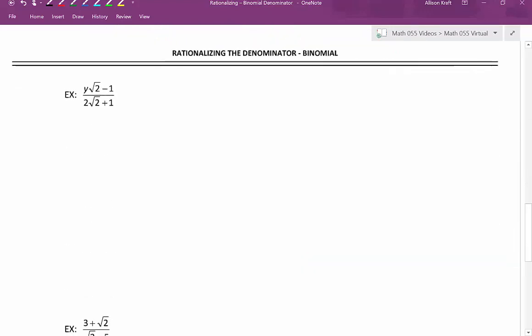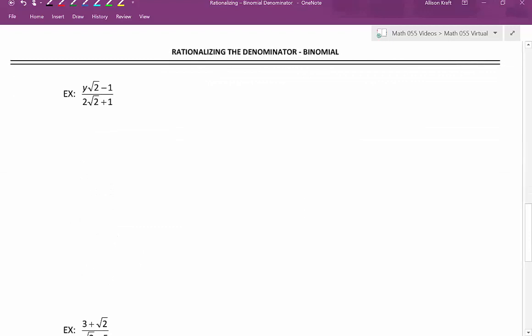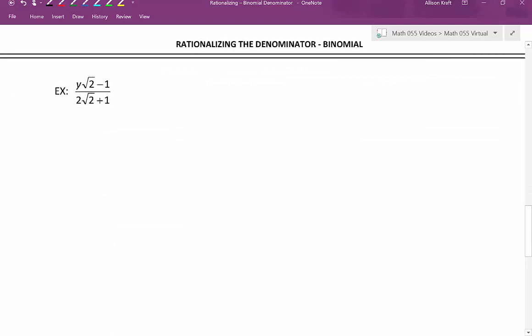In our next example, we have a binomial in both the numerator and the denominator. That doesn't affect our first step. We have a binomial in the denominator. So to rationalize, I'm going to multiply the numerator and denominator by the conjugate of the denominator, which is 2 square root of 2 minus 1.